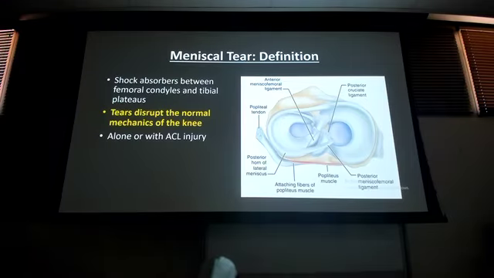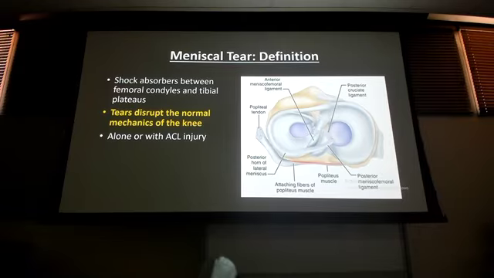All right. So getting started, meniscal tear. So when we talk about the menisci, right, we have two of them, right? So I have the medial and the lateral meniscus, right? And so you have one on the left side and the right side.